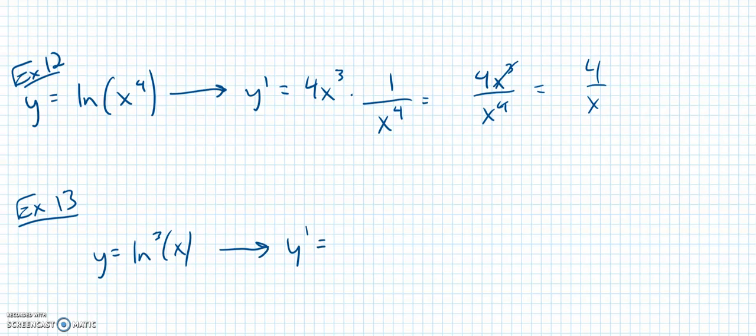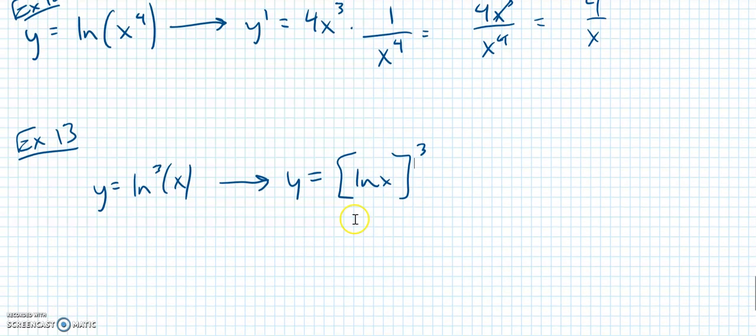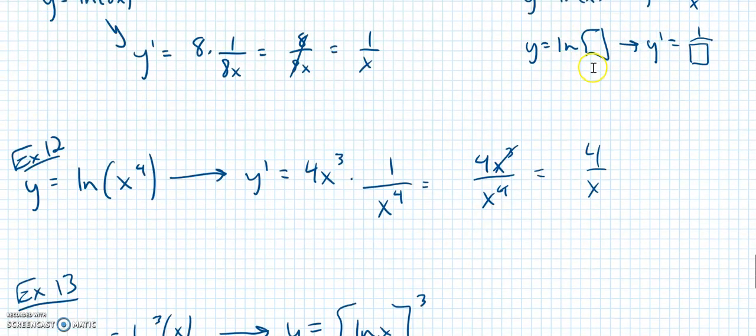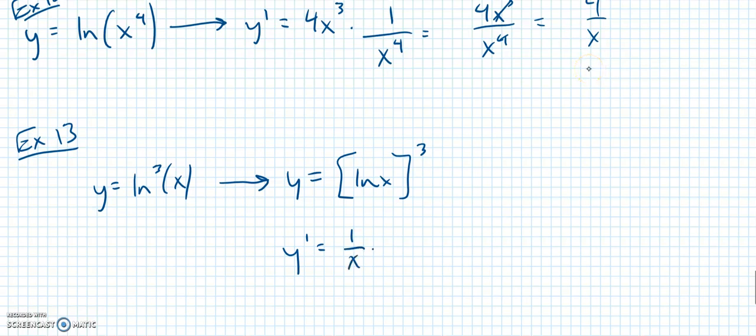Y prime equals. All right, actually, before I do that, I want to rewrite it. So y equals bracket ln x, close bracket, cubed. So you should see that the natural log here is actually the piece that is the inner part of the function. And the outer function is a cubed power rule. So my y prime is, what's the derivative of the ln of x? Well, since that one just has an x, it's just 1 over x times, and then I do power rule on the outer shell of that thing.